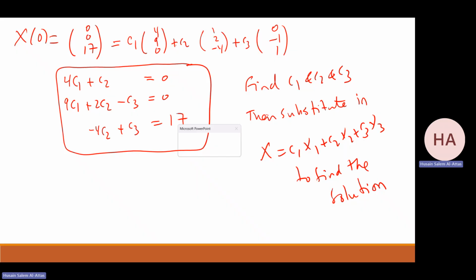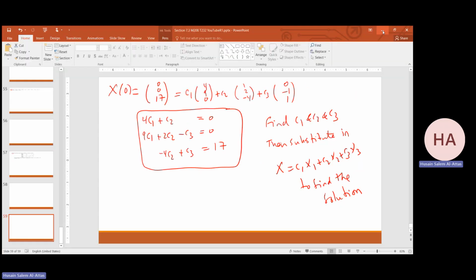That will be the end of this section 7.3. I did it because it was suggested problems. I think now it's very clear. You can finish it. Let me stop the recording. Now I finished 7.3.